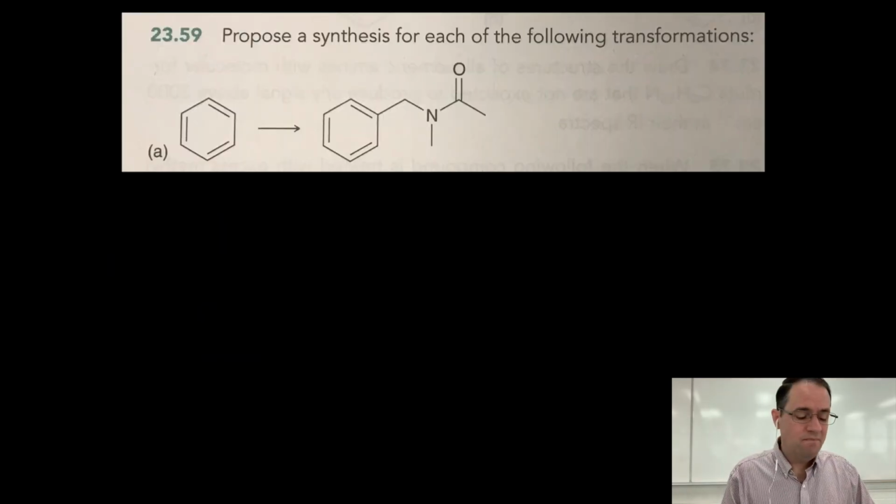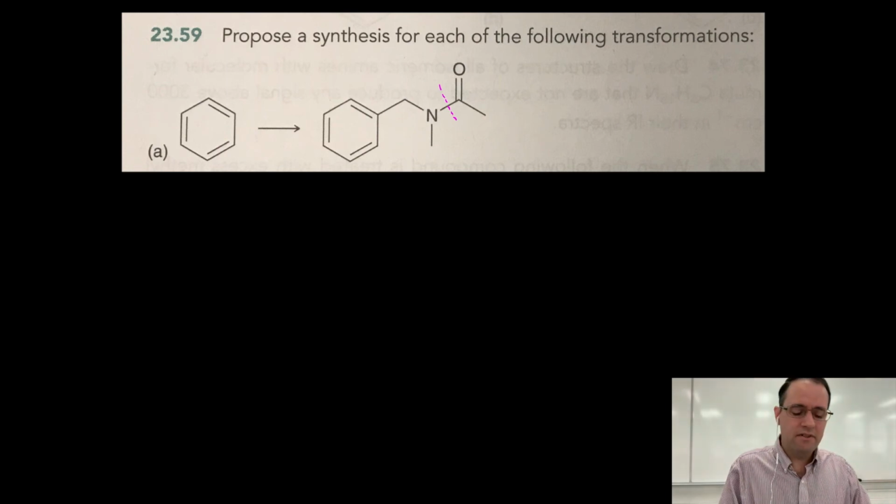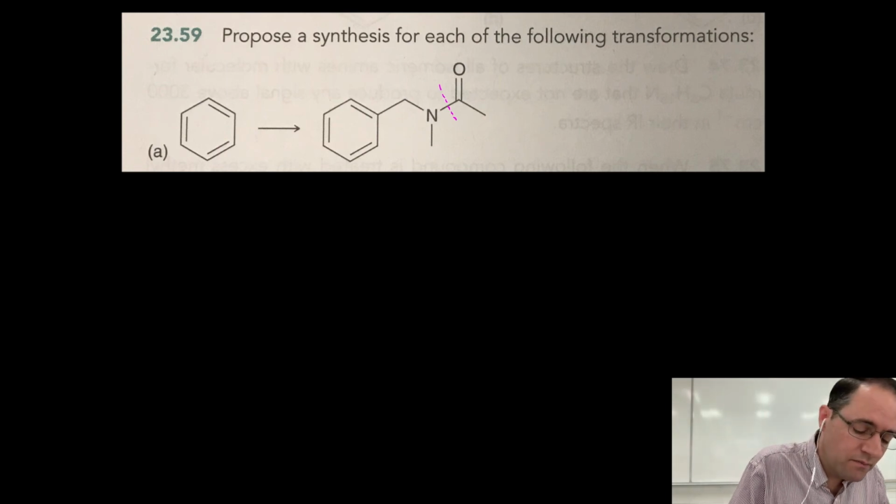Problem 23.59 says propose a synthesis, okay? Once again, you definitely want to break this down backwards by using the retrosynthetic techniques that we've learned this semester. So here's your carboxylic acid derivative. You want to break it into two components. One is going to be an amine.